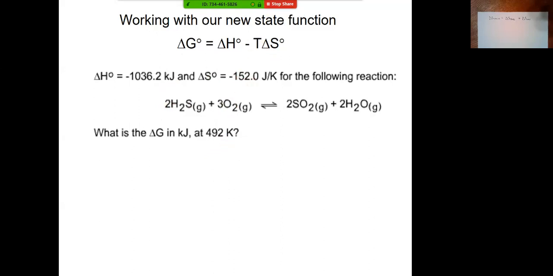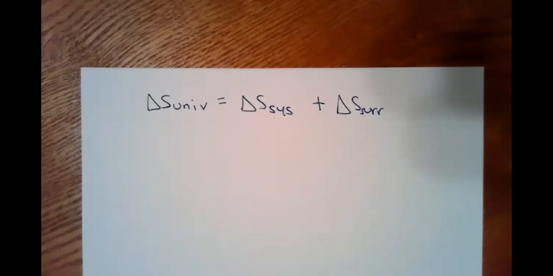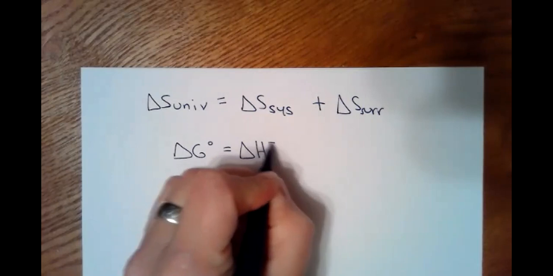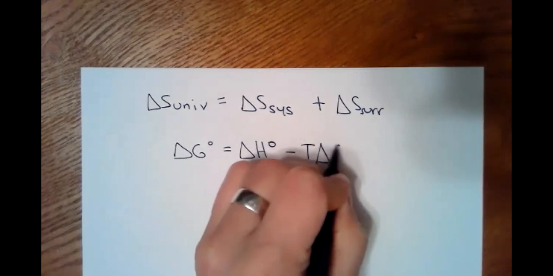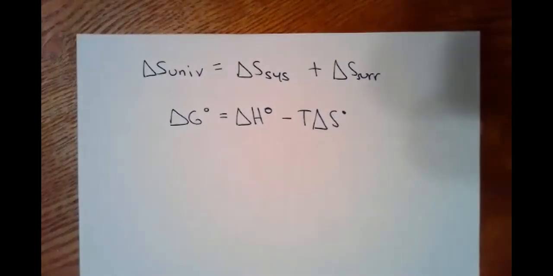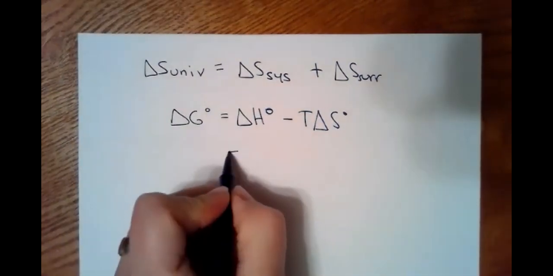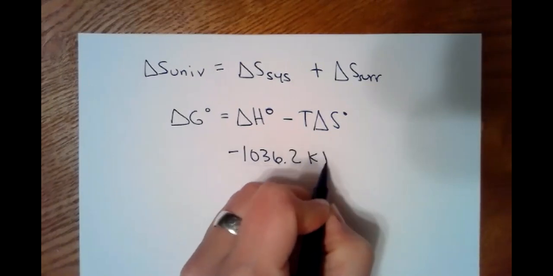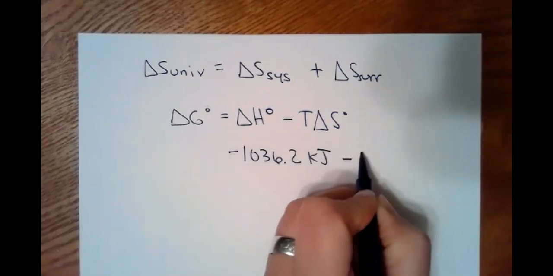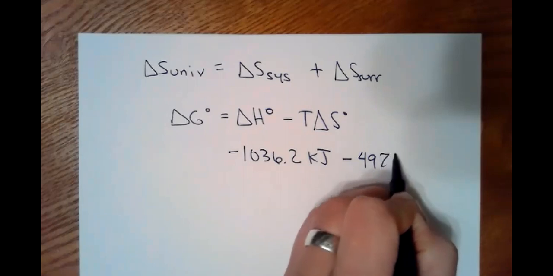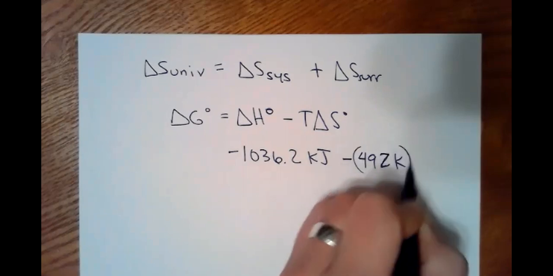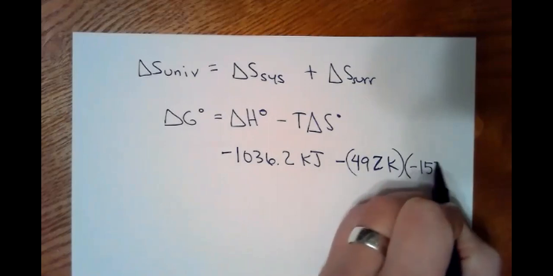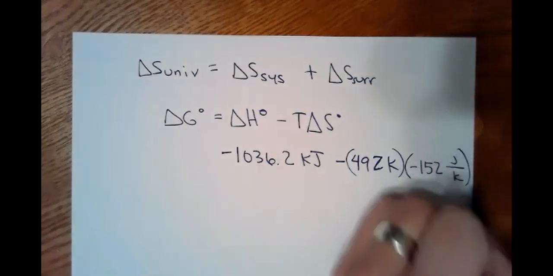So, let's do it. If we say delta G equals delta H minus T delta S, we know that our reaction has a delta H of negative 1036.2 kilojoules. Our temperature is 492 Kelvin. It's important to know that that's in Kelvin. And S is negative 152 joules per Kelvin.